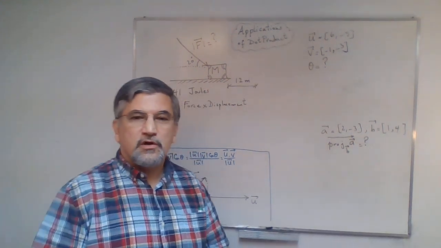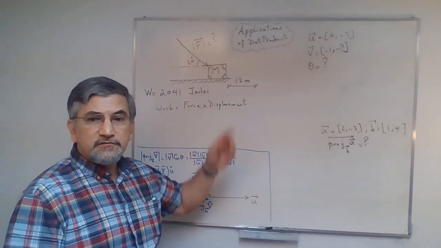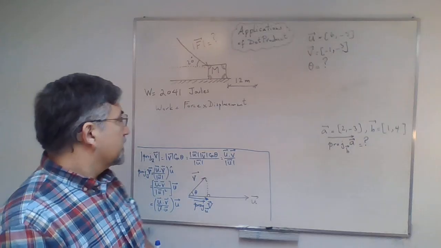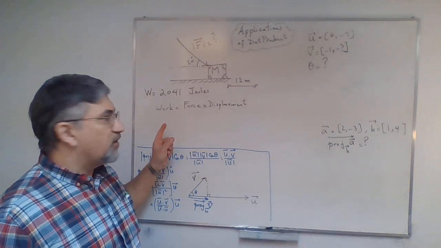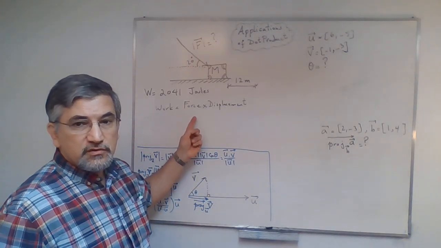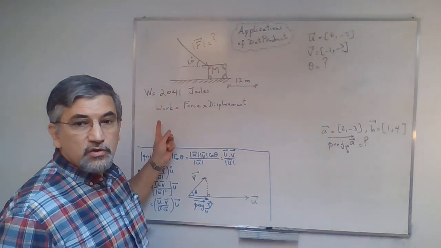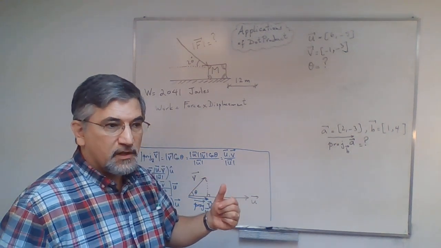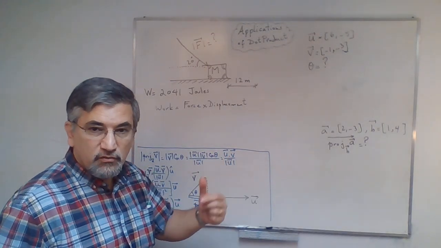Hello everyone, we want to talk about applications of dot product in this mini lecture. So in physics, there is a formula for something called work. Work in physics, mechanical work, is defined as the product of force and displacement. Force and displacement are both vector quantities, but work itself happens to be a scalar quantity. For work or energy, we do not need any direction, okay?